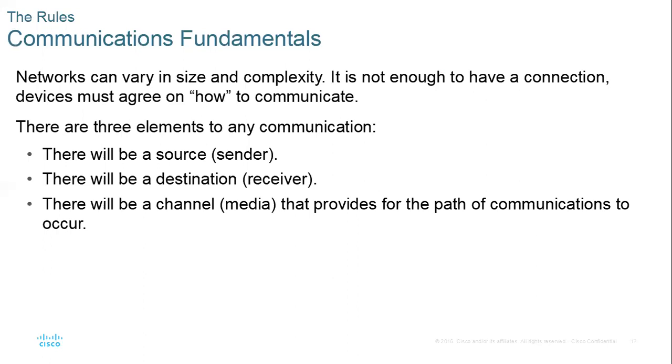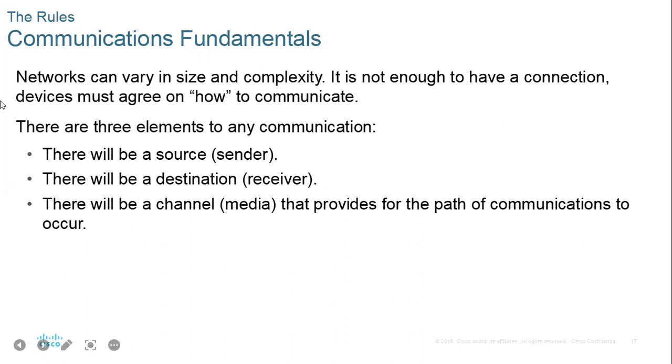It's not enough to have a connection. Devices must agree. So rules are how do we decide to communicate? A husband and a wife, a girl and a boy, a boss and an employee. There must be some set standards. So those rules govern the communication, how you're going to have it, when you're going to have it, how you're going to throttle data between person A to person B and the rest.